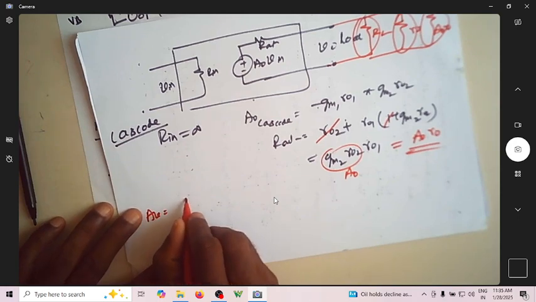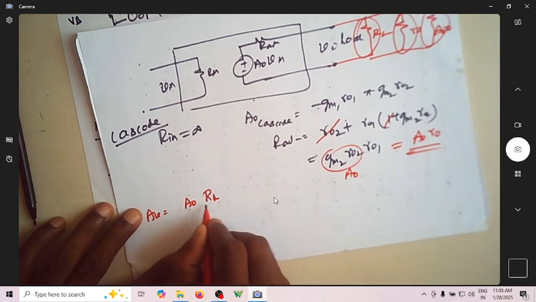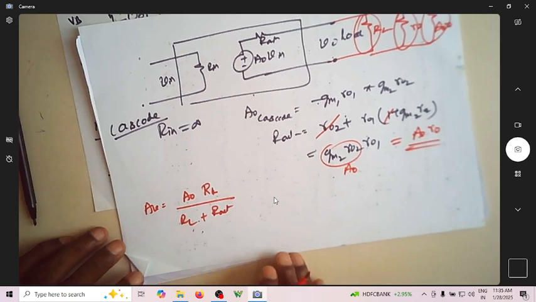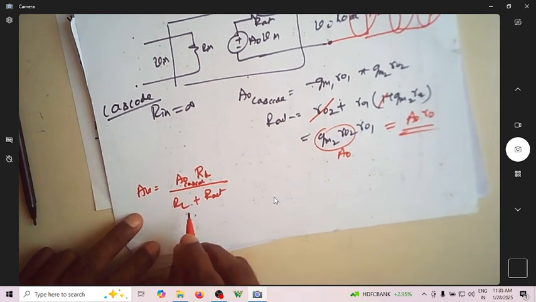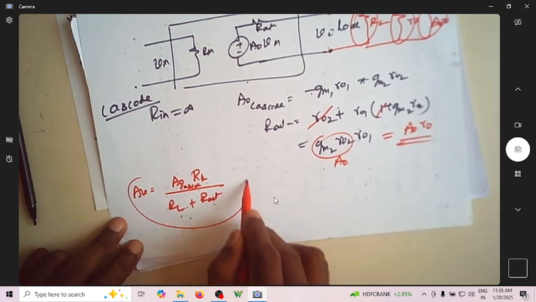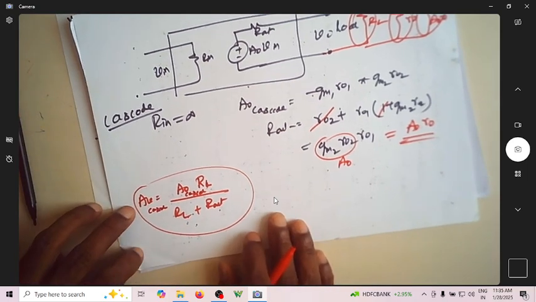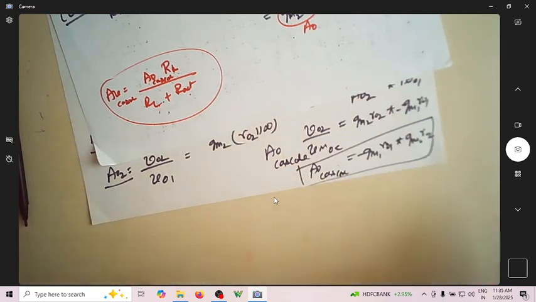It is nothing but A0 into RL divided by RL plus R out. What is this? Of course, this is A0 of the cascode. So A0 of the cascode multiplied by the load resistance divided by RL plus R out is my Av of the cascode amplifier.